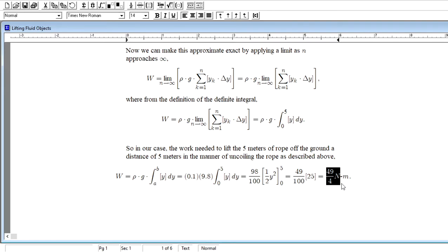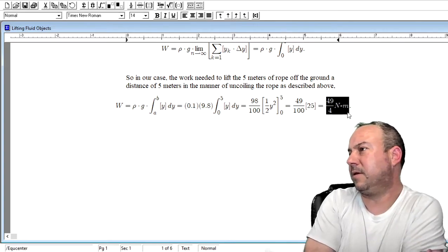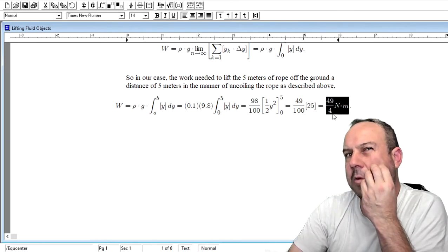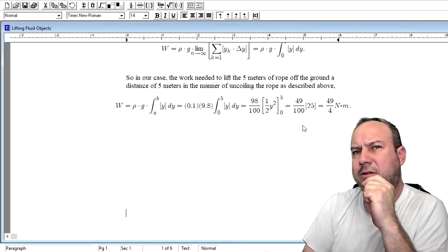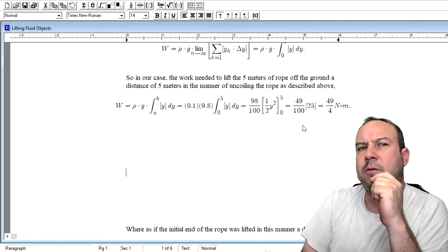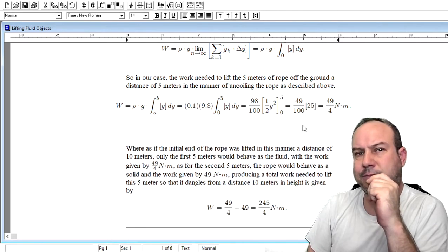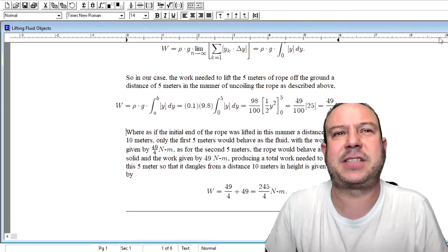So the total work done here, let me scroll this up so you can see this. The total work done in this calculation is 49 force Newton meters. This is the measurement of 49 force Newton meters seen up here. Now, if we lifted another additional 10 meters up to a height of 10 meters, we're going to lift it 5 more meters where it behaves as a solid.